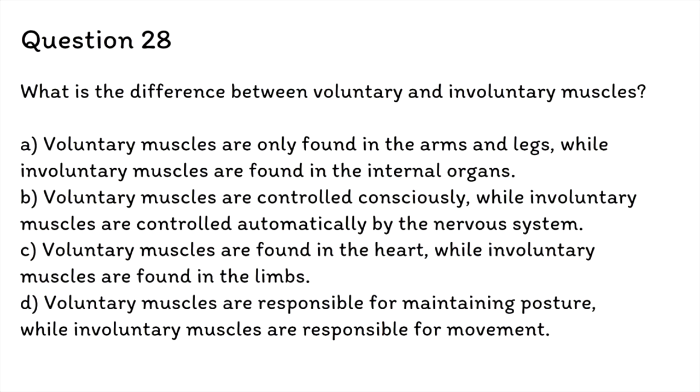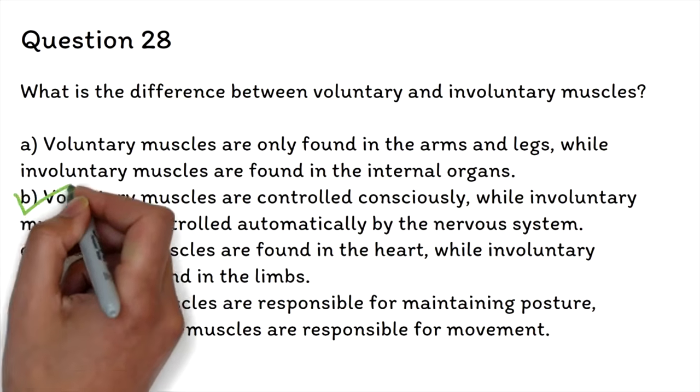Question 28. What is the difference between voluntary and involuntary muscles? A. Voluntary muscles are only found in the arms and legs, while involuntary muscles are found in the internal organs. B. Voluntary muscles are controlled consciously, while involuntary muscles are controlled automatically by the nervous system. C. Voluntary muscles are found in the heart, while involuntary muscles are found in the limbs. D. Voluntary muscles are responsible for maintaining posture, while involuntary muscles are responsible for movement. The correct answer is B.